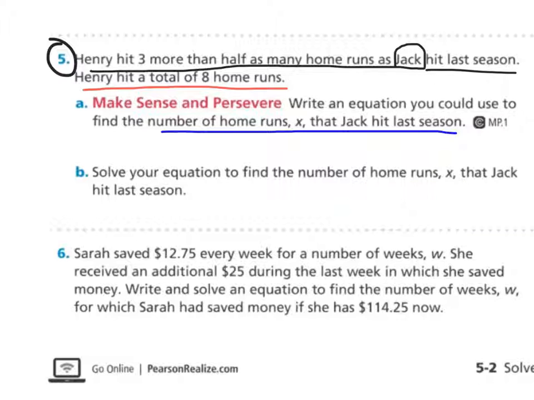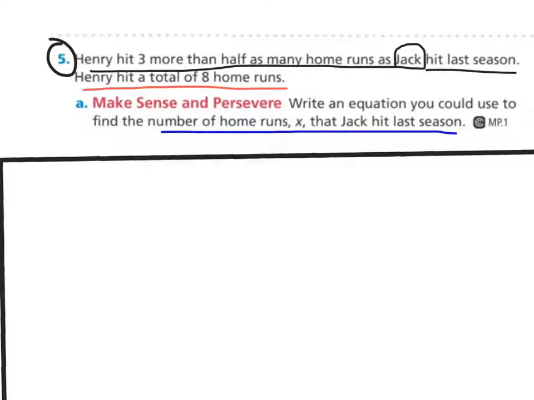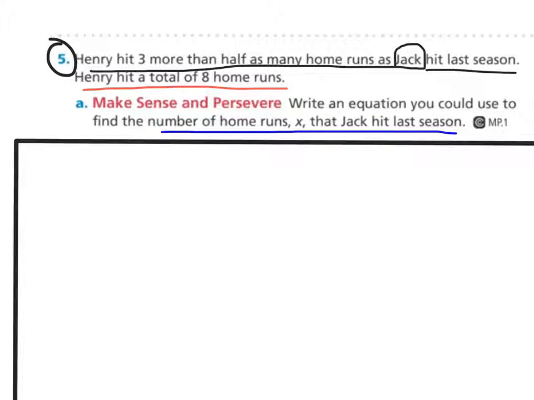So this problem might seem a little bit strange at first because we're talking about 2 different people, and so trying to keep that clear in our minds. Really what they're doing in this problem, though, is giving us 2 different perspectives of how many home runs Henry hit. One of them is comparing to Jack. One of them is actually just telling us how many home runs Henry hit. And that's going to allow us to figure out how many home runs Jack hit last season.